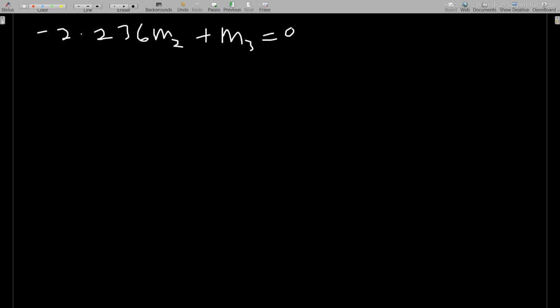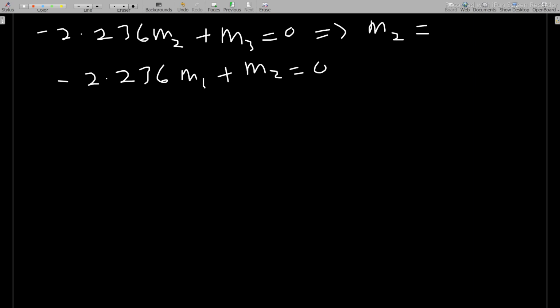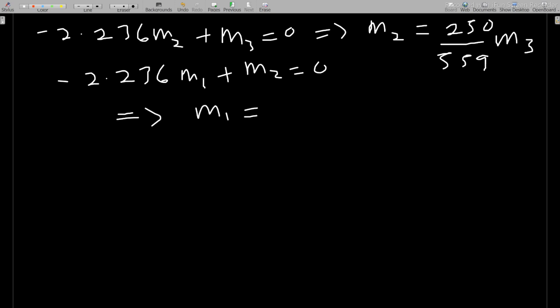Now if you continue, from the second row you get negative 2.236 m2 plus m3 is equal to 0. On the first row we have negative 2.236 m1 plus m2 is equal to 0 as well. So from this one, if I make m2 the subject, m2 is equal to 250 over 559 m3. And with the second equation, m1 is equal to 250 over 559 m2.